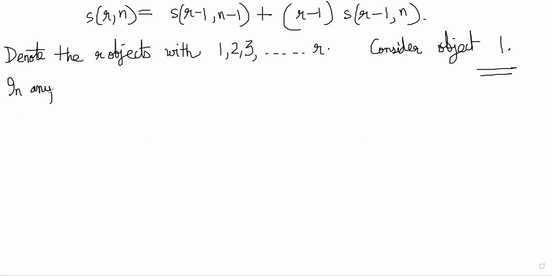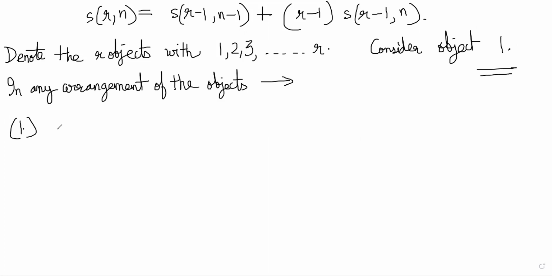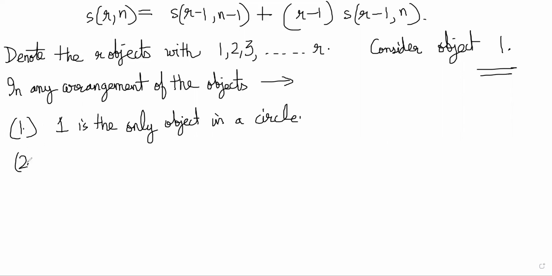In any arrangement of the objects, there are two mutually exclusive cases. Case 1 is when 1 is the only object in a circle. And the second case is where 1 is mixed with others in a circle, right?